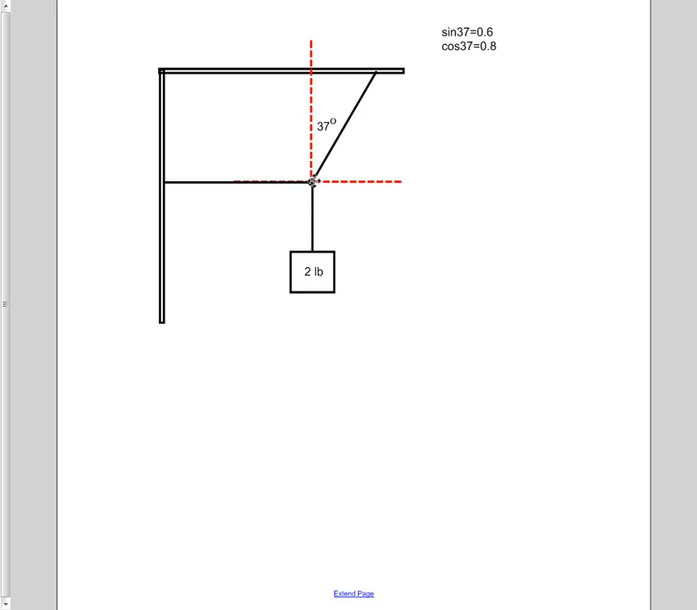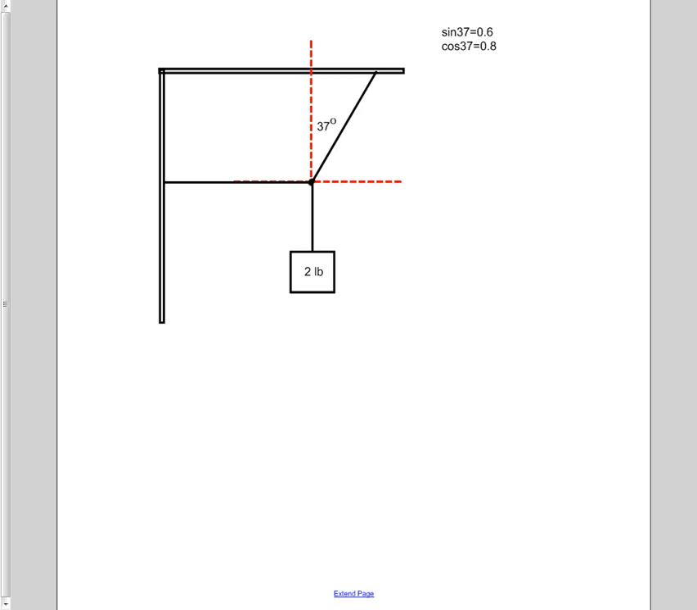The string is knotted here to two other strings, one of which horizontally goes over and is attached to the wall, the other of which goes up at 37 degrees relative to the vertical and attaches to the ceiling. What do we want to know? We want to know everything we don't know, which is the tension in this string, the tension in this string, and the tension in this string.